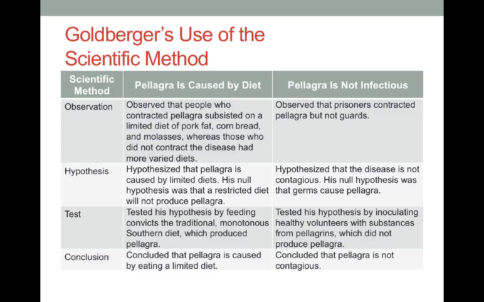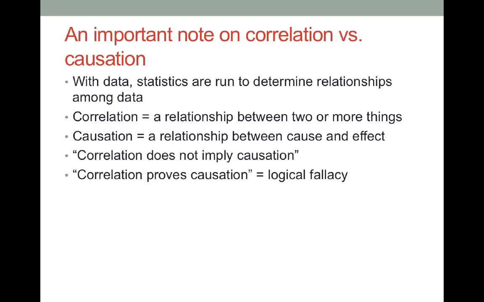And this study was groundbreaking because until this point, the common medical belief was that pellagra was caused by germs, not by diet. And the word caused is very important here because it's often confused with correlated. And I want to make that distinction because it's really important that correlation is not causation. Two things can be correlated, but that does not necessarily mean that one caused the other.